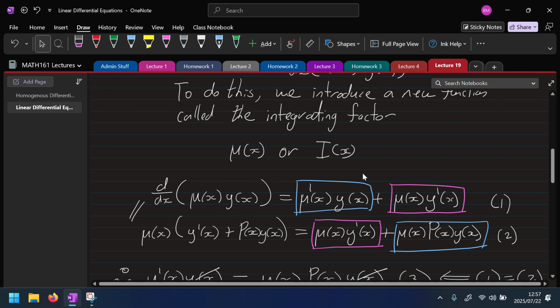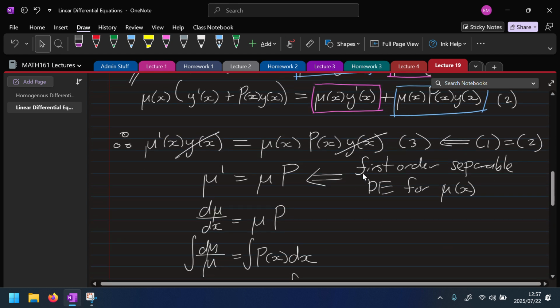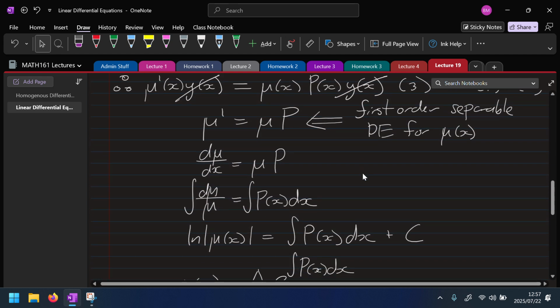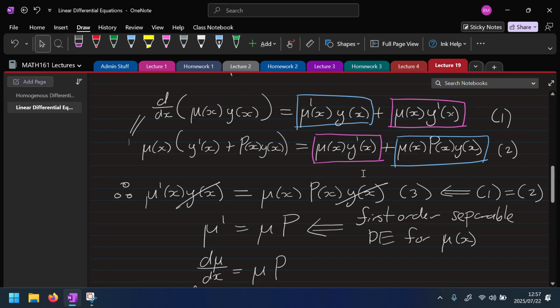We see the pink terms cancel. So that means the blue stuff must be equal. And if the blue stuff is equal, we get this differential equation to solve for. Okay. So it's just matching up the sides. So we want the left-hand sides to be equal. So that means the right-hand sides must be equal. Okay.